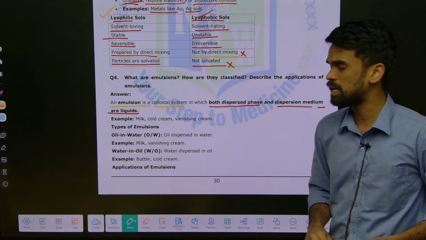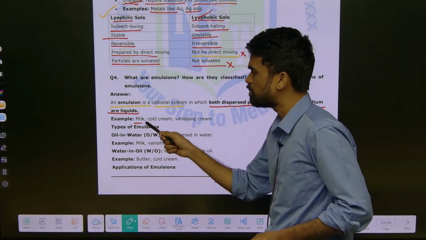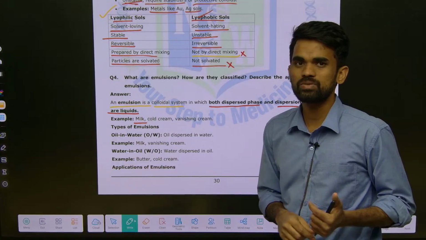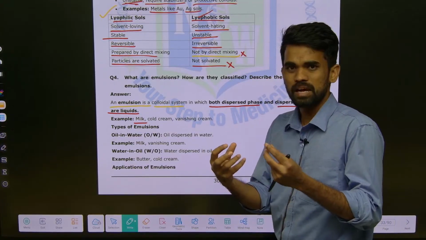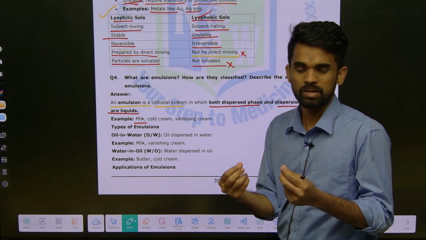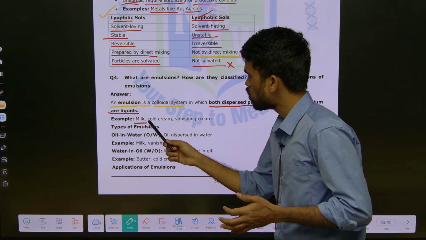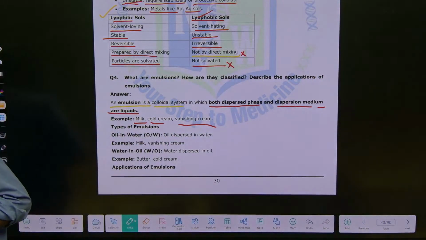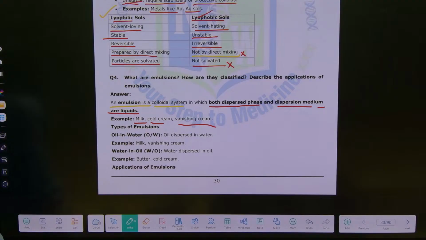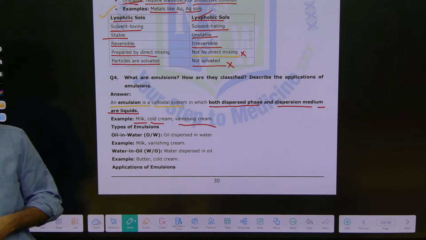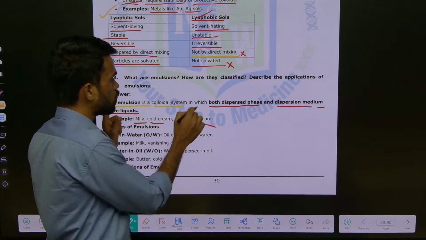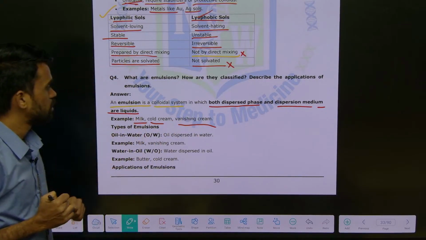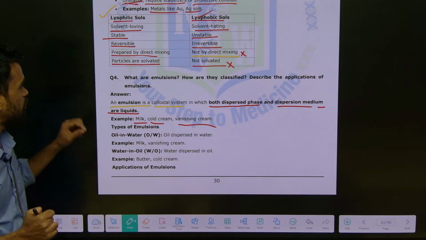Both of them are liquids only. The best example here is milk. What does milk contain? It contains some oily substance, I mean fats, and a quantity of water. Cold cream and vanishing cream are also examples of emulsions. So cold cream, vanishing cream and milk are the examples of emulsions here.